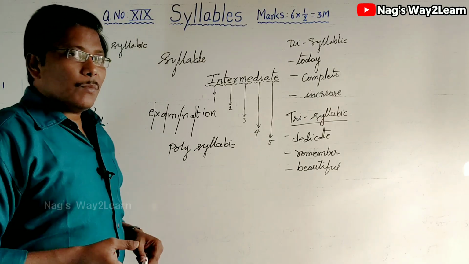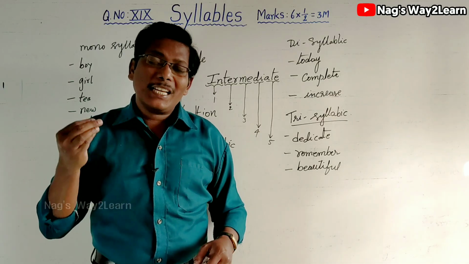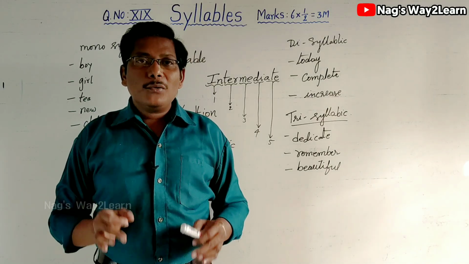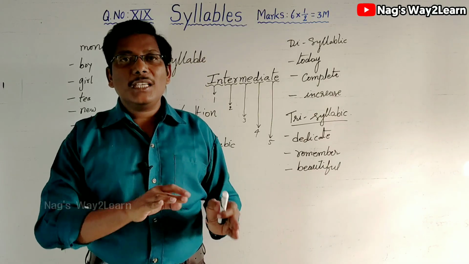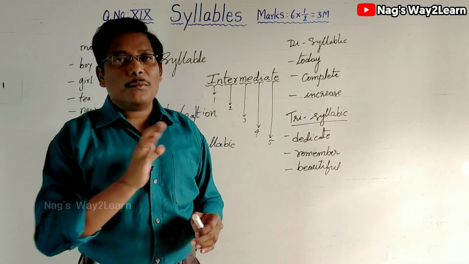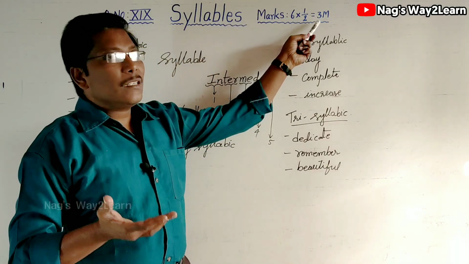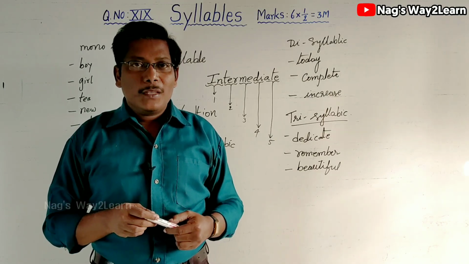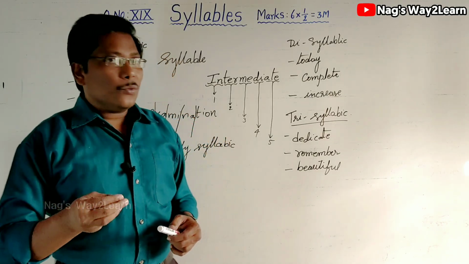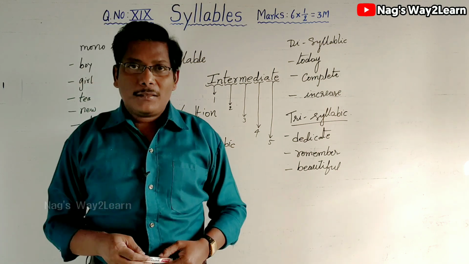Whatever it may be, in our public examination, 10 words are given. You need to count the number of syllables in any 6 of the given 10 words and write that number. So automatically you will get 3 marks. So this is one of the easiest topics in grammar. Okay, now let's do some practice on this topic.